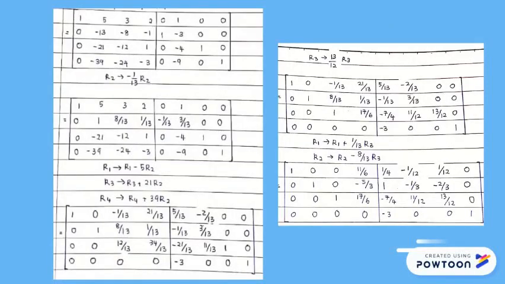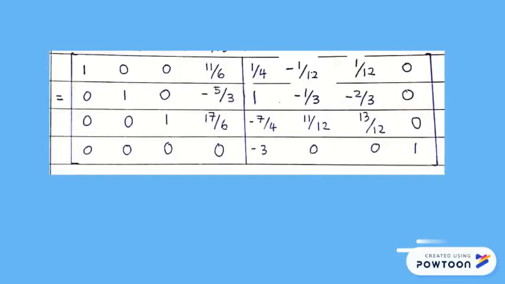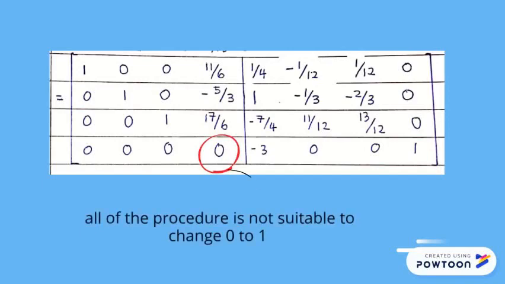After performing all the elementary row operations, we have gained the matrix as shown. As we can see now, we are unable to complete the steps as the entry in the fourth column of the fourth row equals 0. This is because 0 cannot be changed into 1 by using any method mentioned earlier. Therefore, this is the final answer.